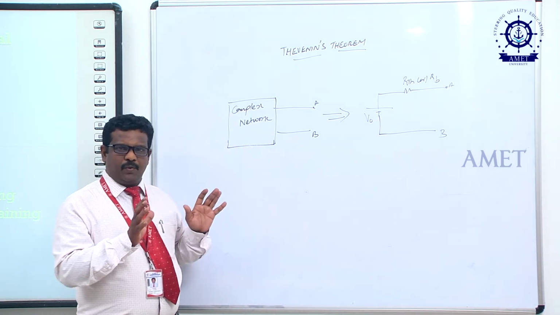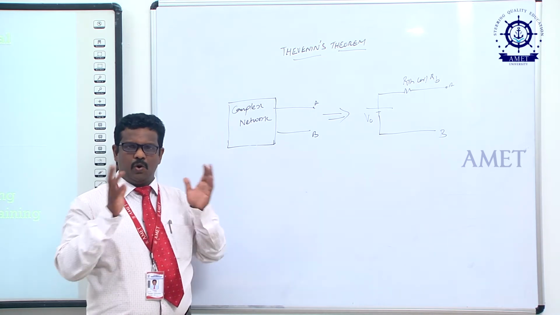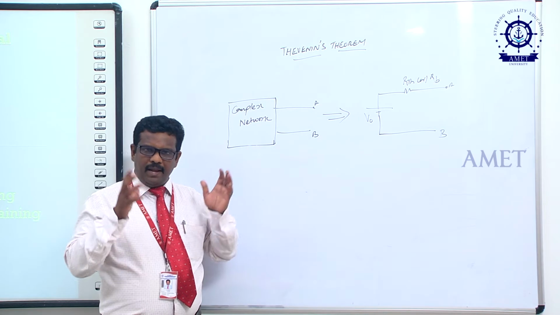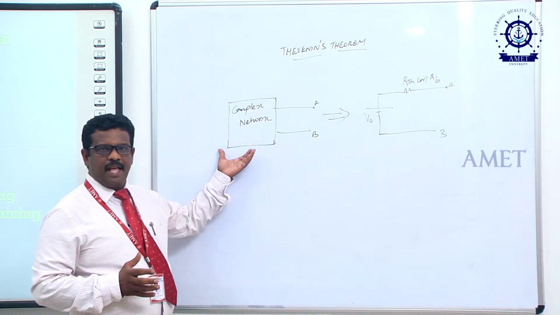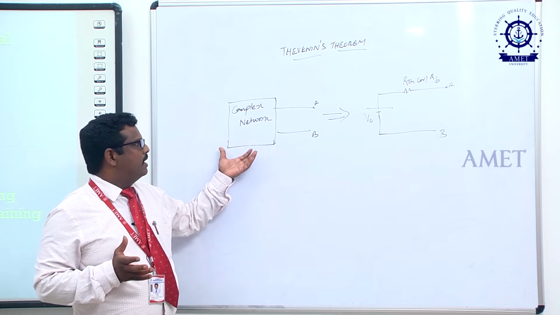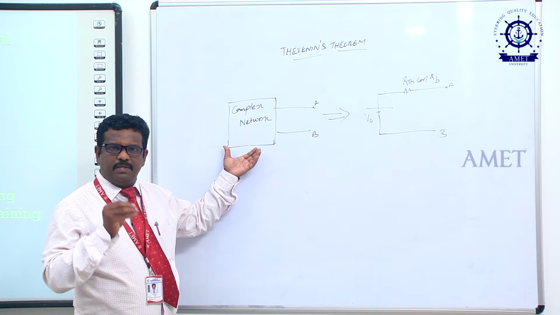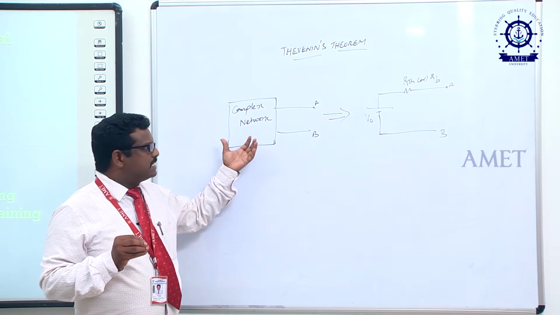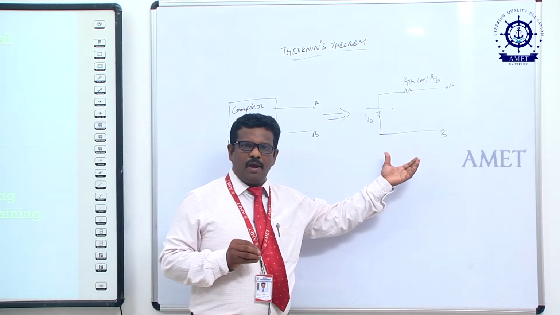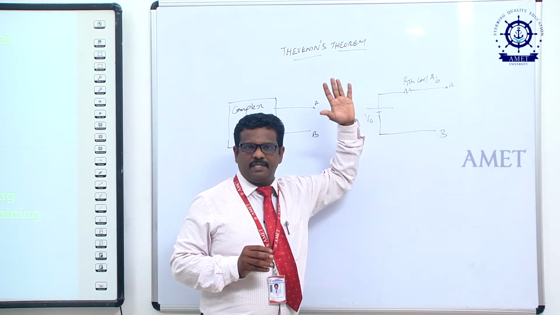A complex network means one that consists of many branches, many nodes, and many elements connected in the network: resistances, active elements, passive elements. This can be reduced to one voltage source in series with one resistance.